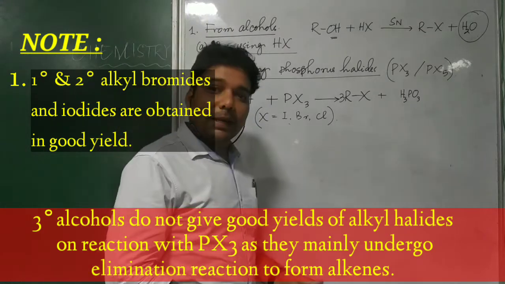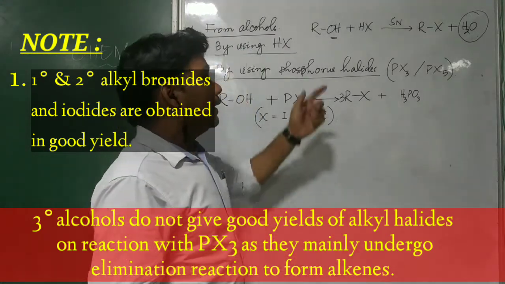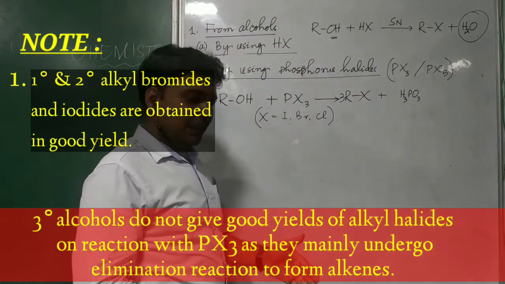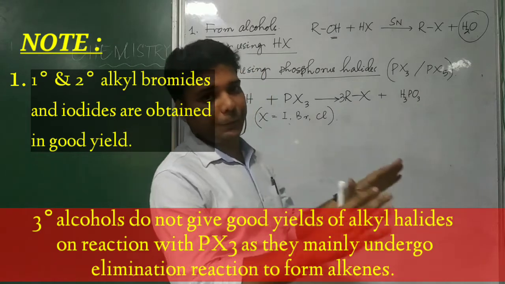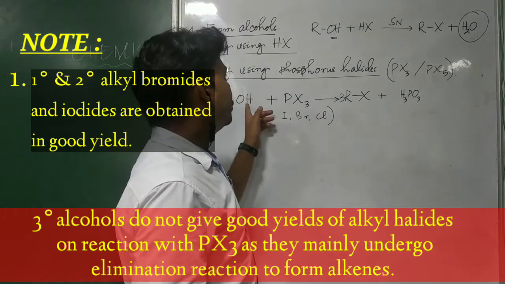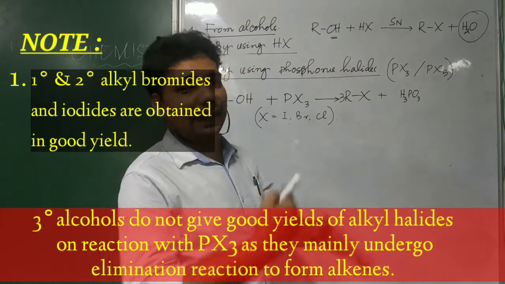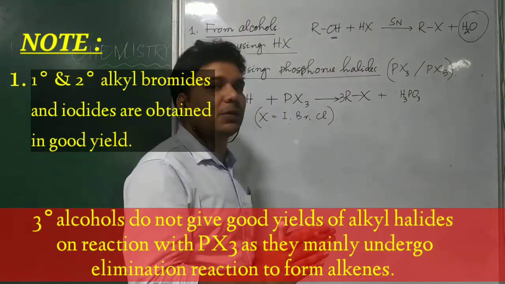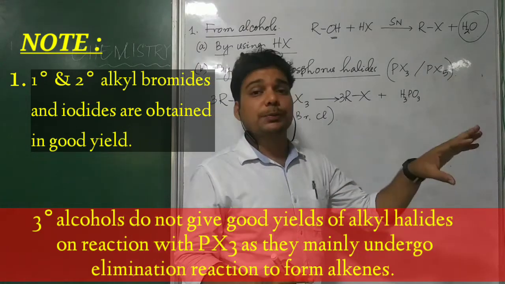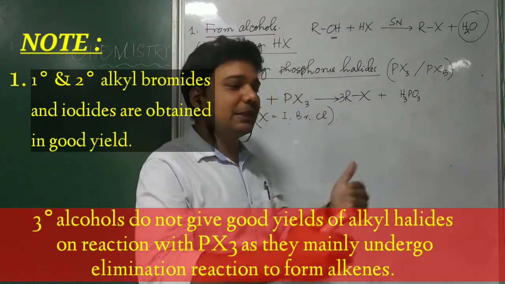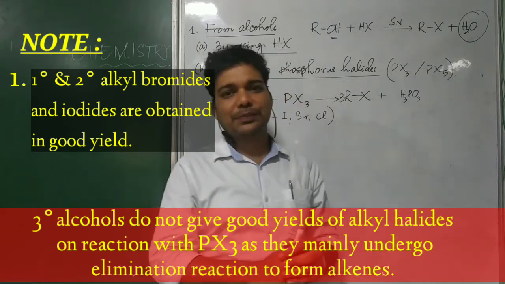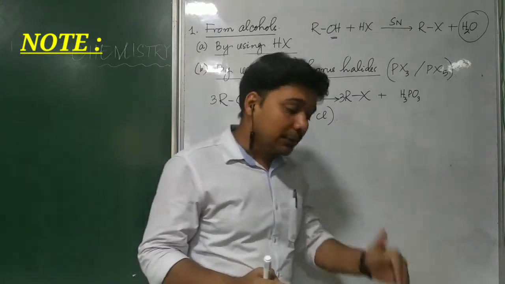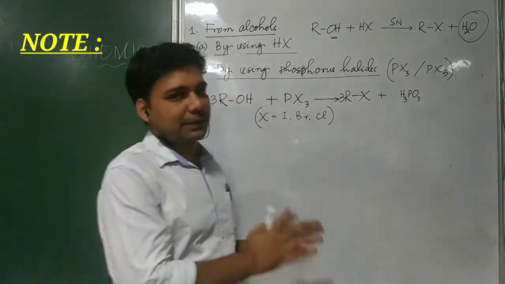Our motto is to prepare alkyl halide, and in order to prepare alkyl halide, the alcohol has to participate in a nucleophilic substitution reaction. This OH group is to be substituted by the halide ion, that is nucleophilic substitution. But whenever a tertiary alcohol is used, it undergoes an elimination reaction resulting in the formation of alkenes. That's why it is not a suitable method for the preparation of tertiary alkyl halides.